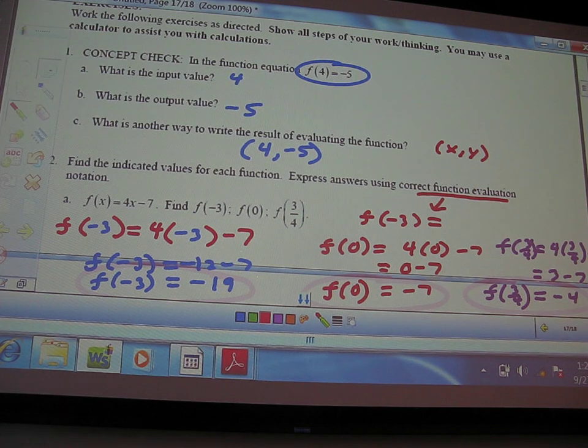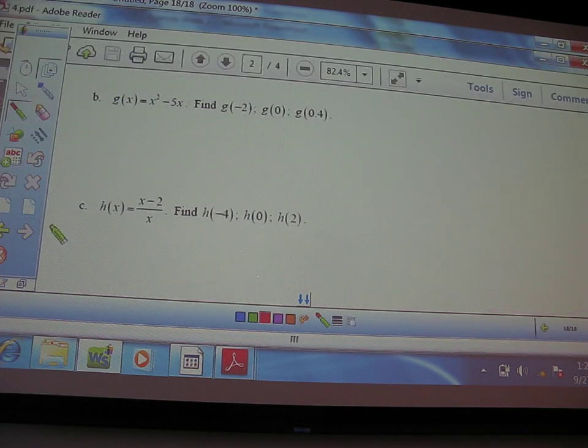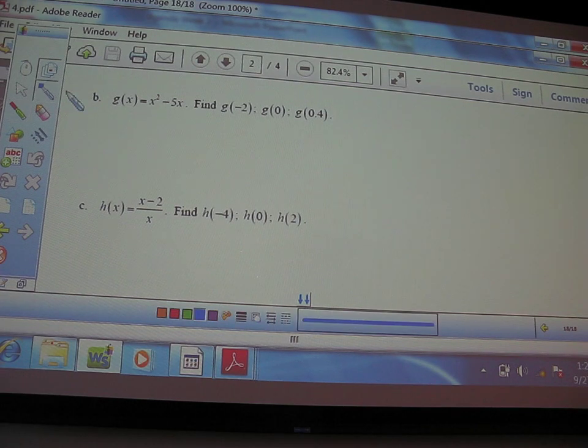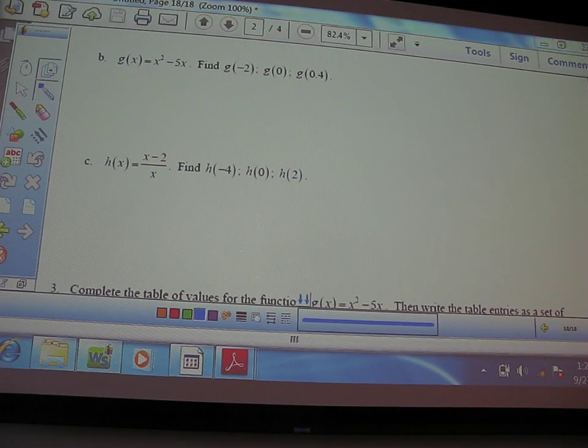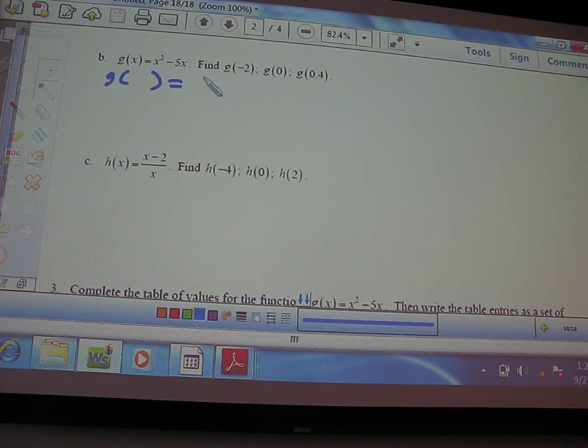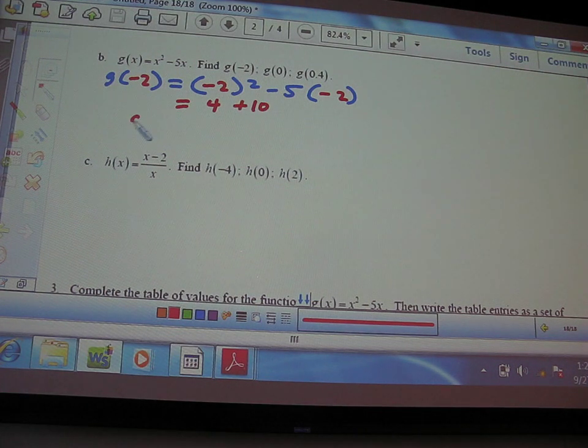Good? Good. All right. Next, we'll look at this one here. Now, this one, it's all that much more important to include the parentheses. So we have g of giant parentheses equals giant parentheses squared minus 5 times giant parentheses. I'm going to put in -2. Anytime you have a negative number, it's extra important because those get really messy. So here we have -2 times -2, +4, -5 times -2, +10. So g of -2 is equal to 14.